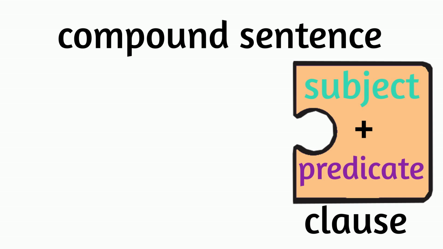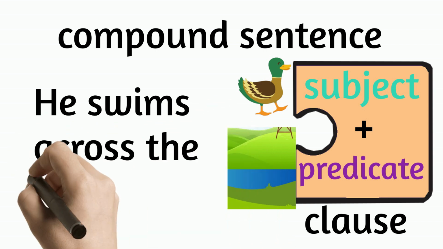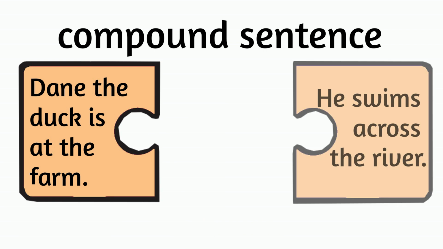Now to do the second clause. I will need a subject. Well, I'm still writing about Dane the duck. And a predicate. I think it'll be about the duck crossing the river. So my second clause will be, he swims across the river. I have now written two clauses and completed two pieces of the puzzle.